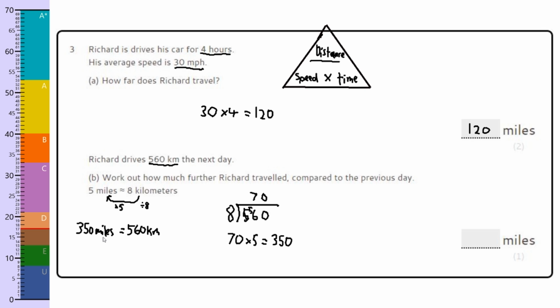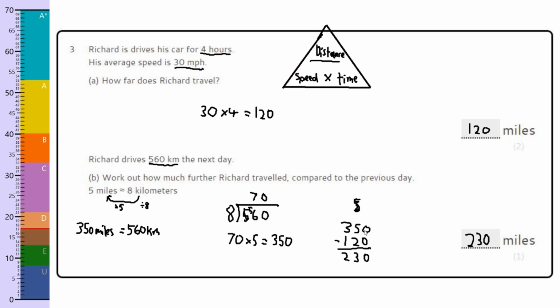So I know there's 350. It says compared to the previous day. So I need to do 350 take away 120. Now I can do this in my head. You can do it in your head, but we might as well write it down. So 0 take away 0. 5 take away 2 is 3. 3 take away 1 is 2. So 230 miles. Just check that that makes sense. Yeah, it looks like everything's fine.